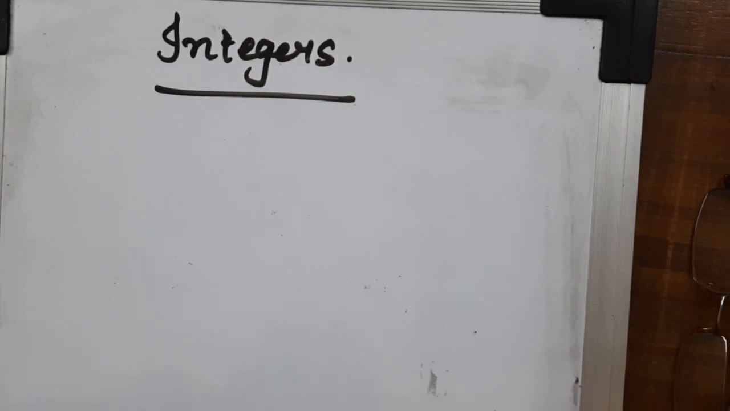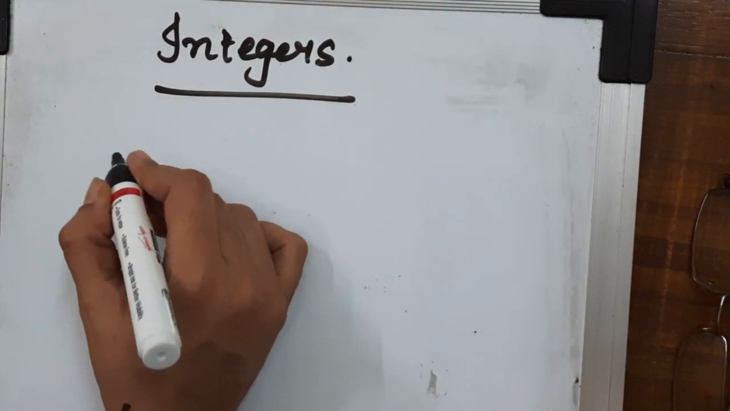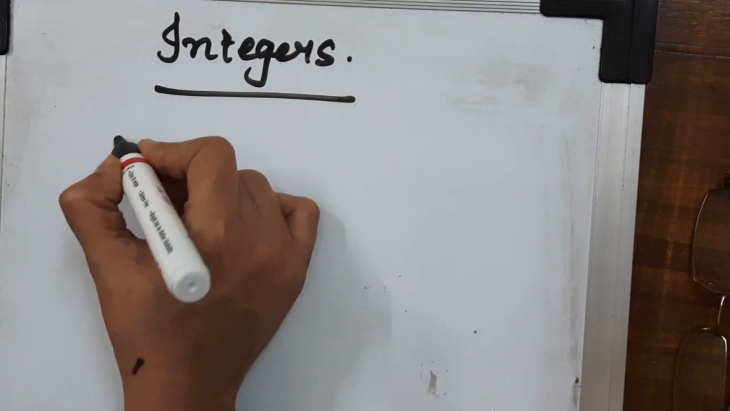Today we are going to see integers. What are integers? In this segment we will be seeing what is a natural number, whole number, real numbers, rational number, irrational number, in detail about all of them. So what is an integer? I'm just telling you the definition now and then I will explain it.